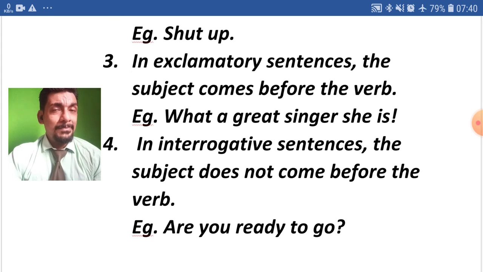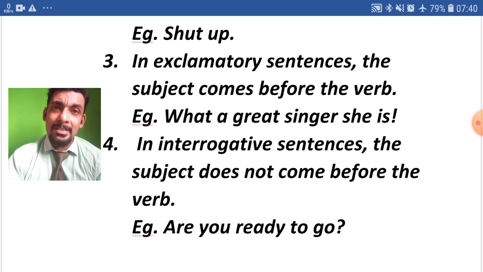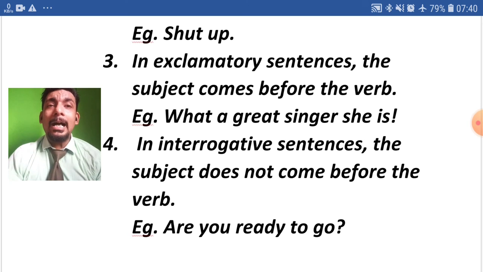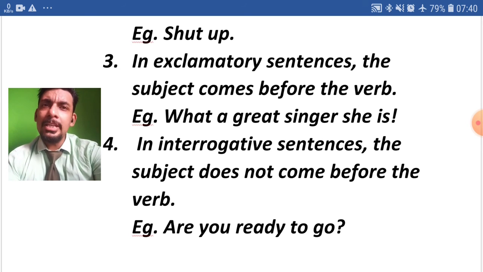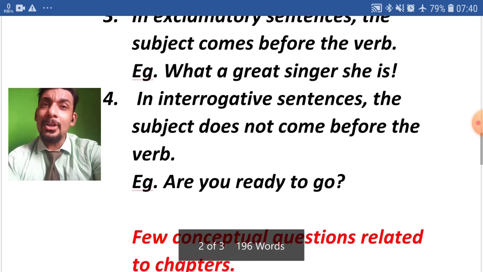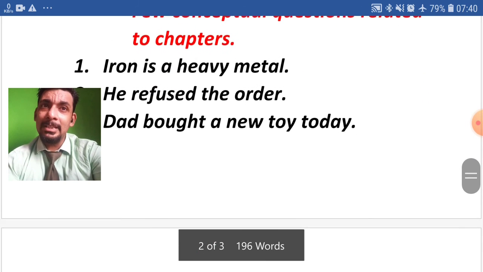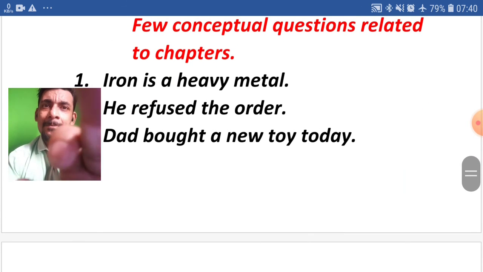Now, I hope I made all the 4 points clear, and I also taught you where to place the subjects in different type of sentences. Now, I am giving you few examples, means few questions that you need to note down and solve. We will discuss those questions in my part 3 of this chapter. Please note down this question. This is the heading.